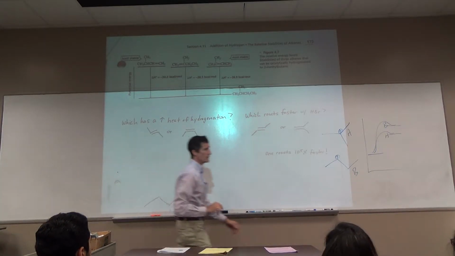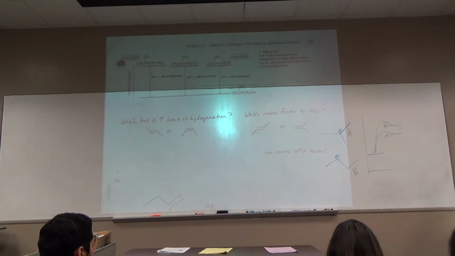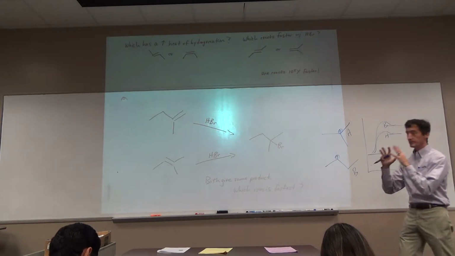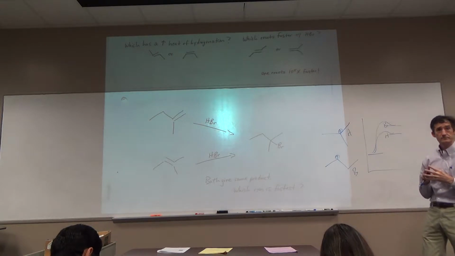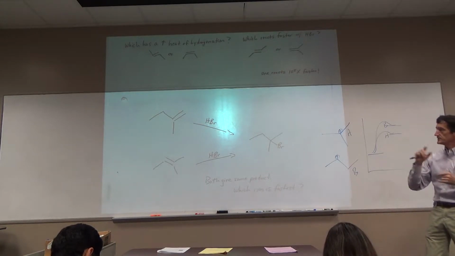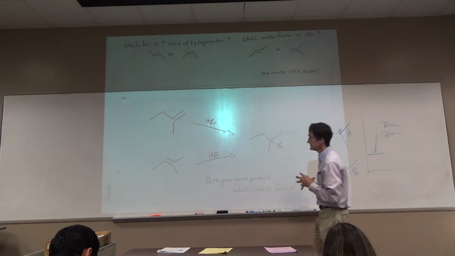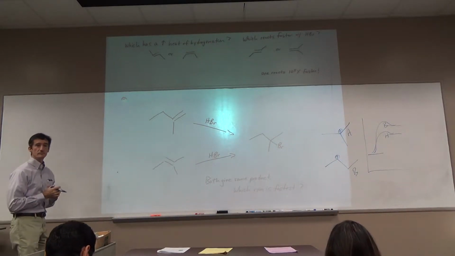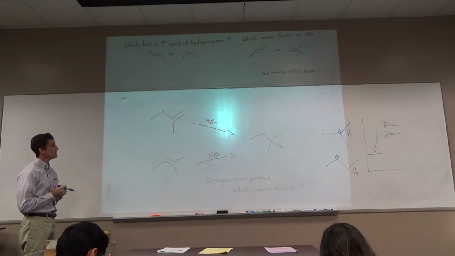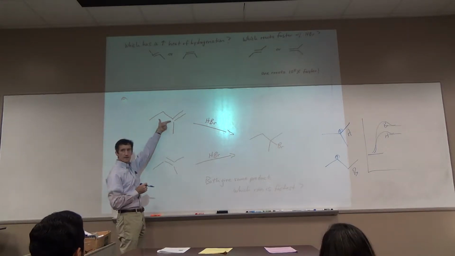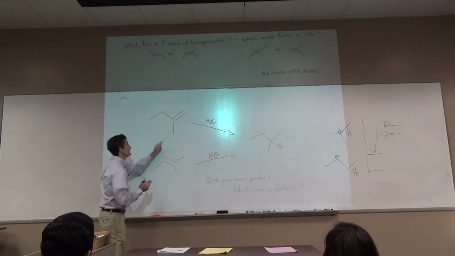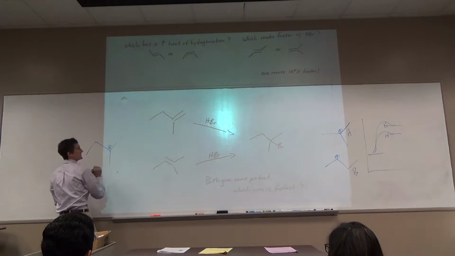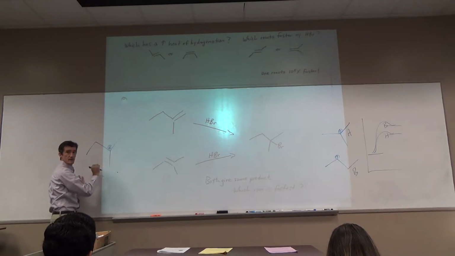Okay, let's move to the one below. The one below is more straightforward. Both of these reactions actually give the same product. Which reaction is faster, though? When this reacts, what type of cation are we going to get? Tertiary. What will it look like? It'll look like this, right? There's a new H there.